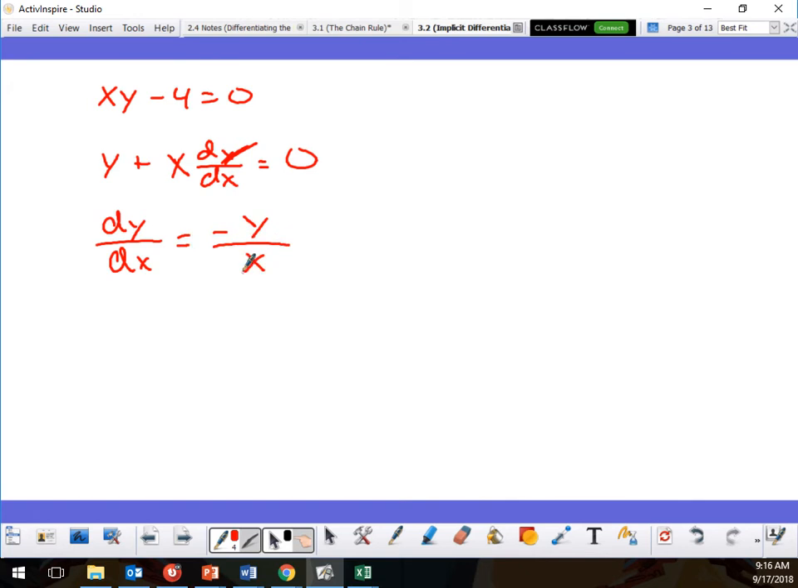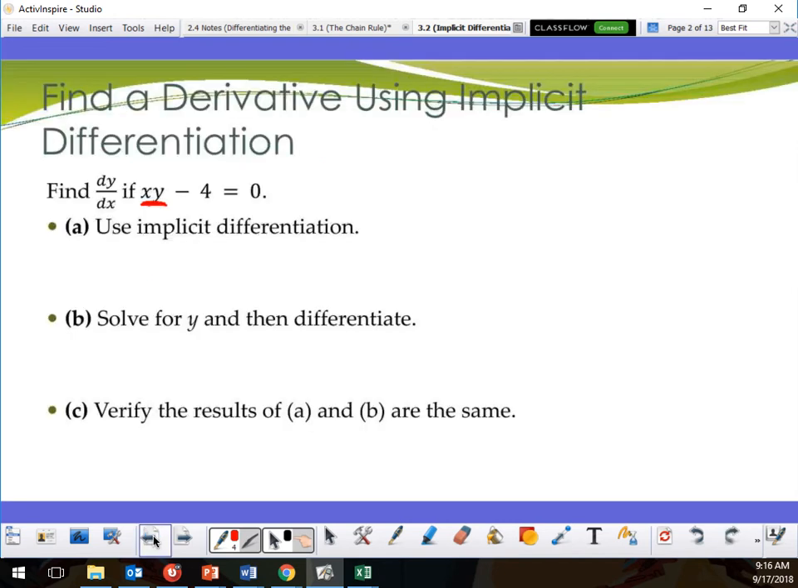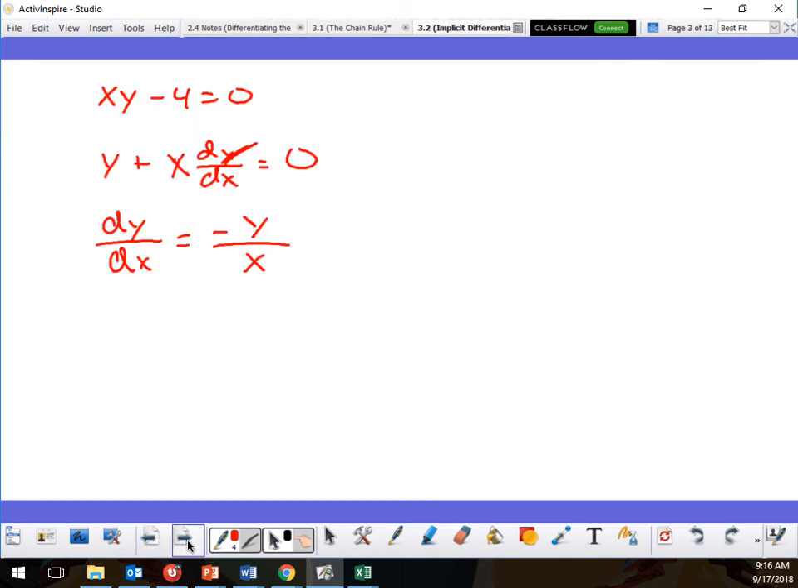So that's one way of doing it, using implicit differentiation. Now if I go back to this one right here, solve for y and then differentiate. So this is xy, add 4 to both sides, equals 4. And then y is equal to 4 over x.